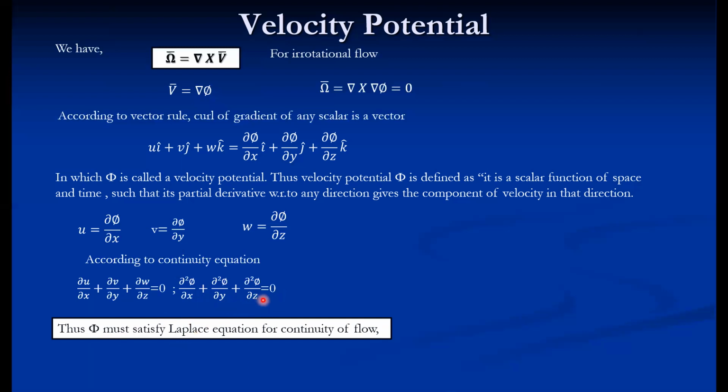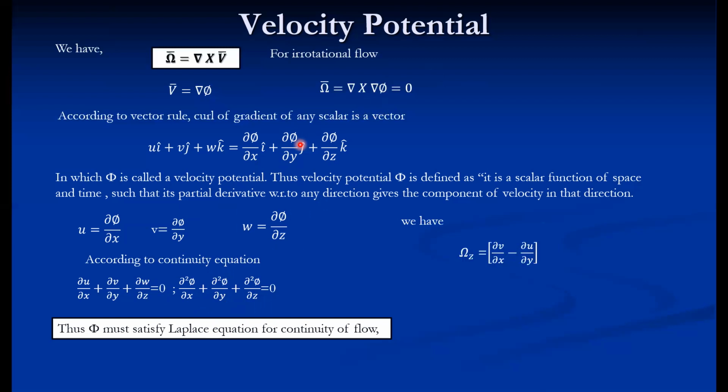So we can say that the phi function must satisfy the Laplace equation for continuity of flow. This is another characteristic of the phi function: if it exists, then as we already said, the flow is potential. But we also need to check whether it satisfies the Laplace equation or not. If this phi function satisfies the Laplace equation, then the flow is possible. If the flow is possible, then obviously the flow is irrotational.